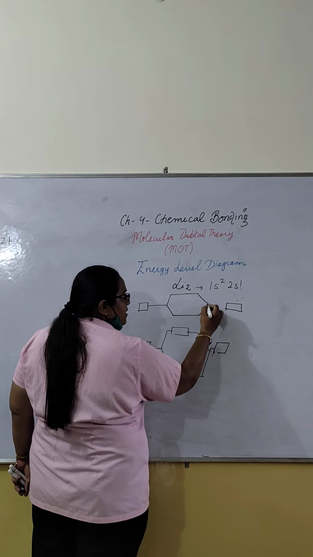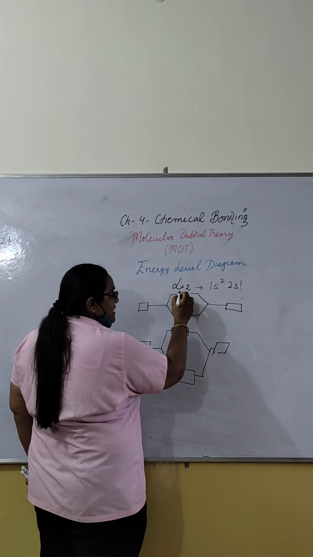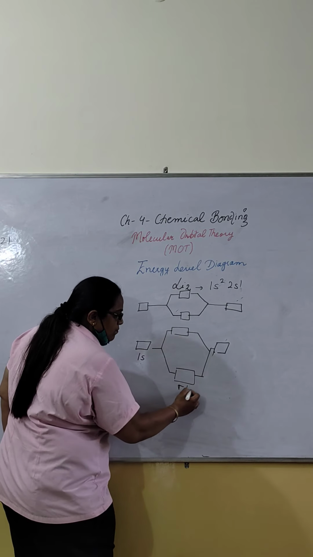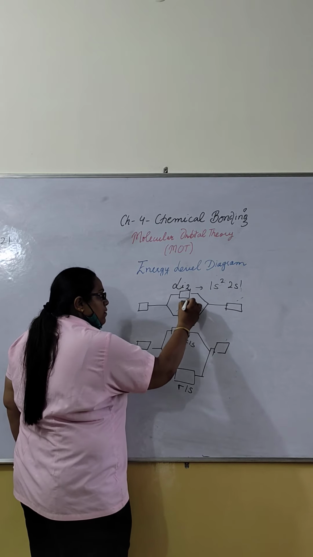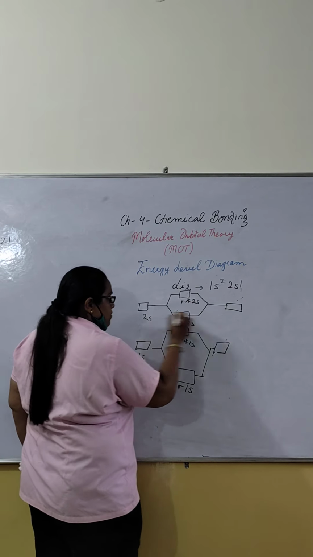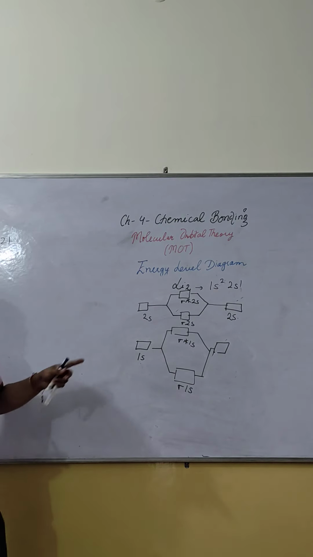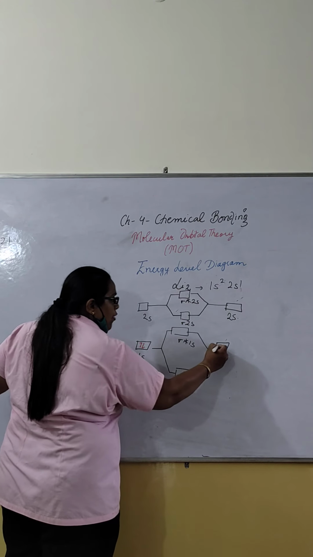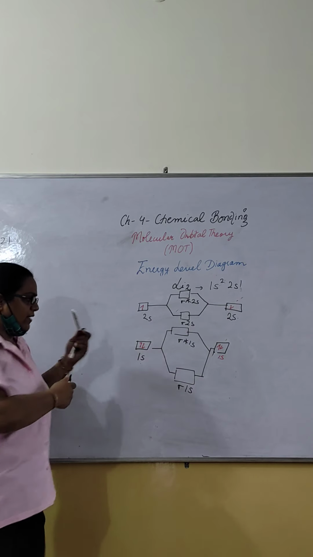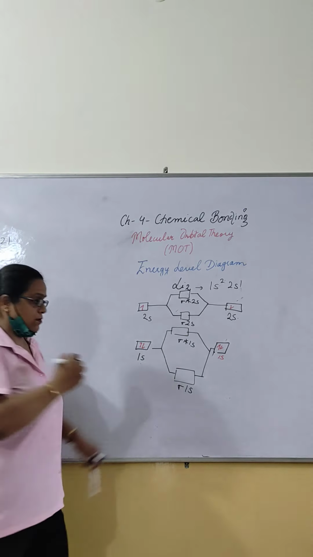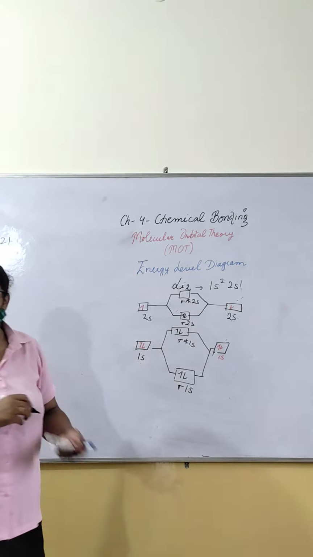We will make it different, it is just the representation. How many electrons in 1s? 2. How many electrons in this 1s? Now tell me, how many electrons will come in the bonding orbital? 2. Opposite. Here also? 2. Here? 2. Not enough electrons, so 0.